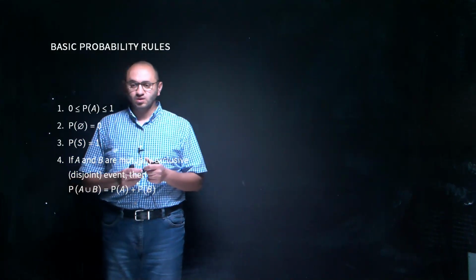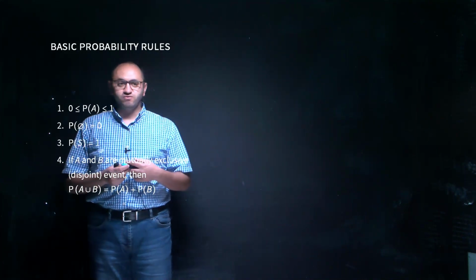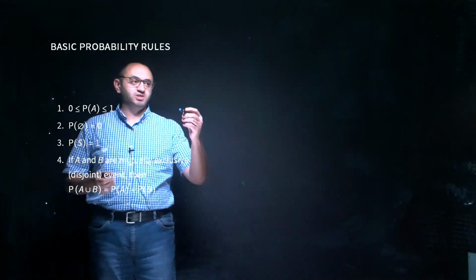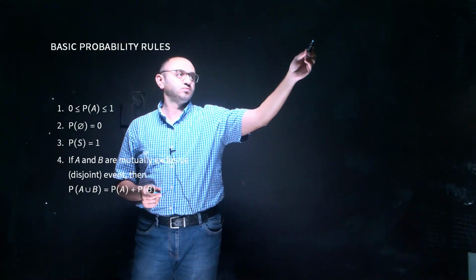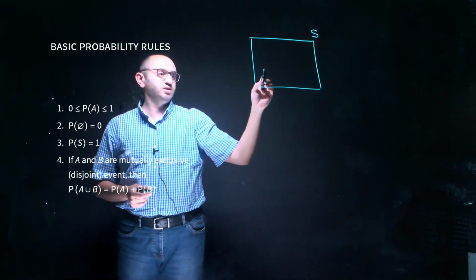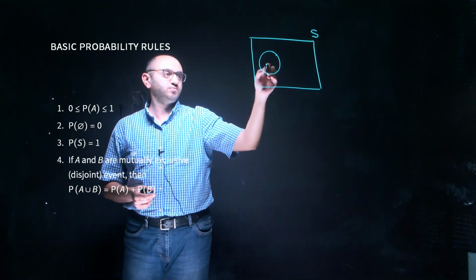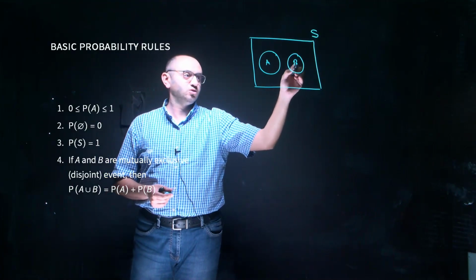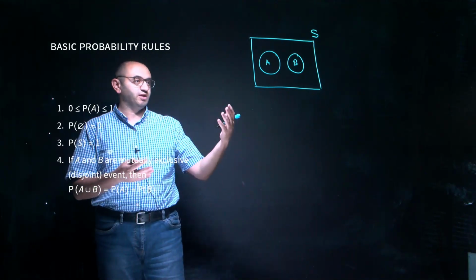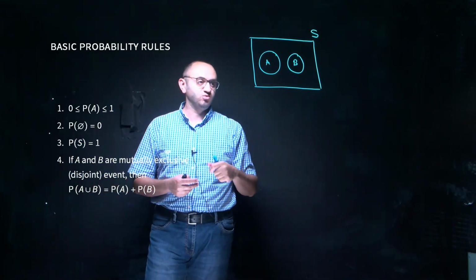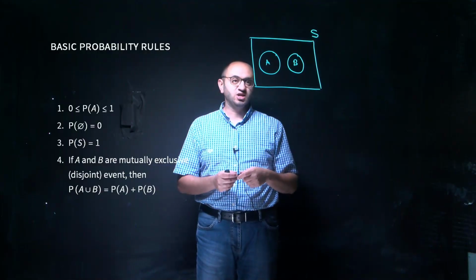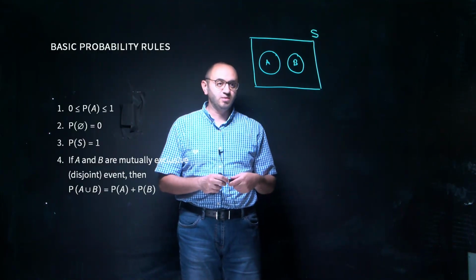Number 4, if we have two mutually exclusive or disjoint events, which means, suppose this is our sample space and this is A, this is B. So A and B are mutually exclusive or disjoint events, meaning no overlap, no common elements in both A and B. If this is the case, then probability A union B equals just the sum of the two probabilities, which means probability of A plus probability of B.